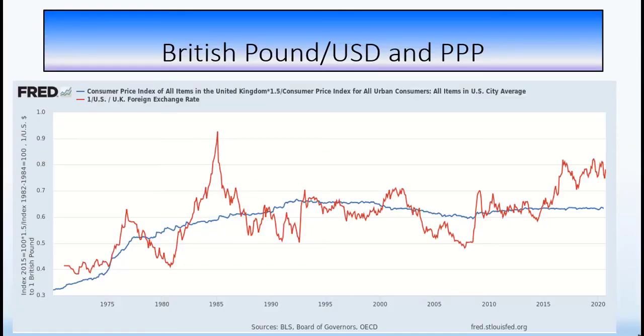So here we have the British pound and the US dollar and PPP. PPP is represented by that blue line that cuts the actual exchange rate in red right down the middle. That blue line is estimated by taking the UK Consumer Price Index divided by the US Consumer Price Index. So that blue line is what we refer to as the long-run exchange rate.